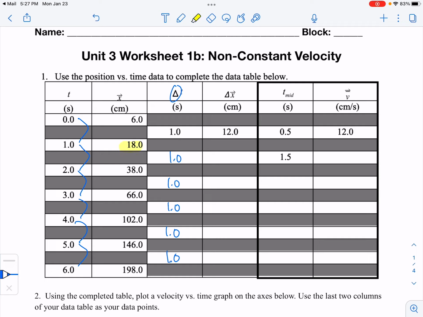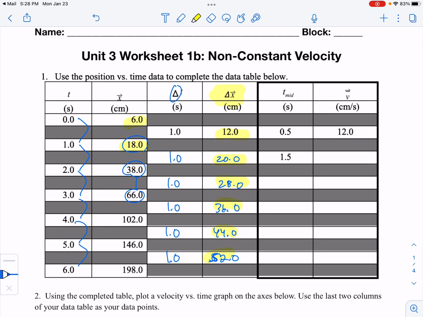Here, 18 to 6 is a delta x of 12. 38 to 18 is a delta x of 20. 66 minus 38 is 28. And so on: 36, 44, and 52. So these values represent the change in position in that interval.